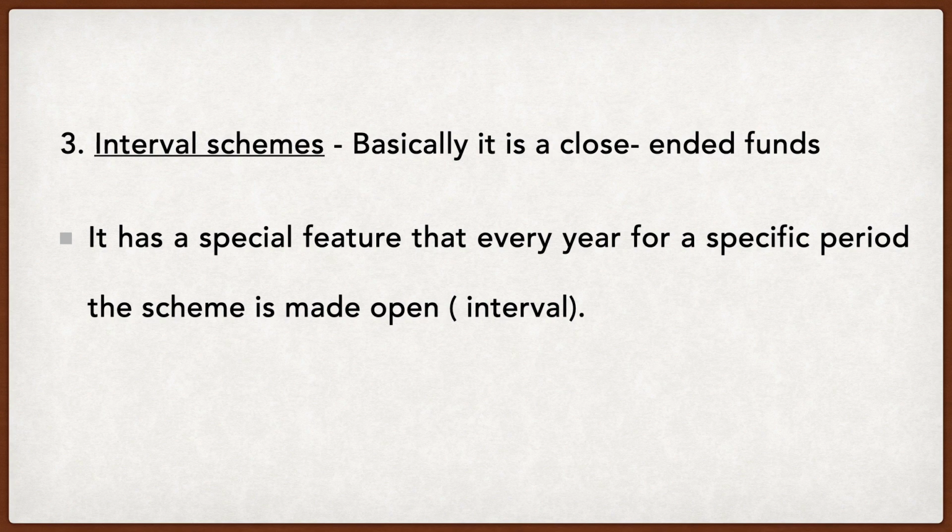The third type here is interval schemes. Basically, it's a close-ended fund. It has a special feature that every year for a specific period, the scheme is made open. Now, usually when do we call something an interval? A break time, interval period or a break time, correct? Likewise, even for a mutual fund scheme, as I told, the scheme time period is, let's say, 2 years. Duration is 2 years. Now, here what I do is interval scheme.